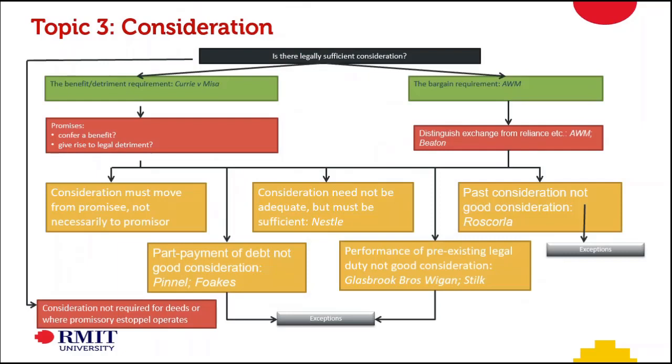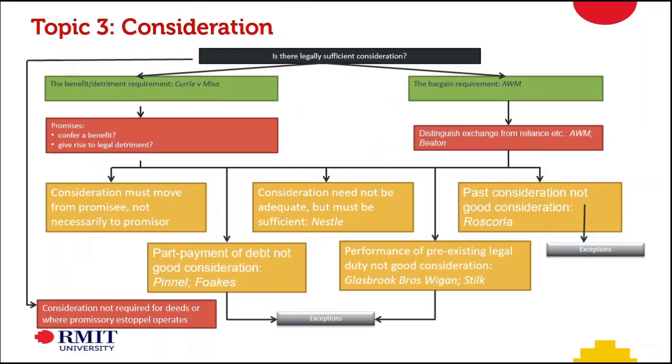In relation to benefit and detriment, we need to look at the promises that are made. Do they confer a benefit, and do they give rise to a legal detriment? Because consideration needs to be legally sufficient. It doesn't need to be adequate. There doesn't need to be an exchange of things of equal value. There just needs to be a legal detriment from each side. We have a range then of exceptions to these rules, and most of them we need to explore over and over again.